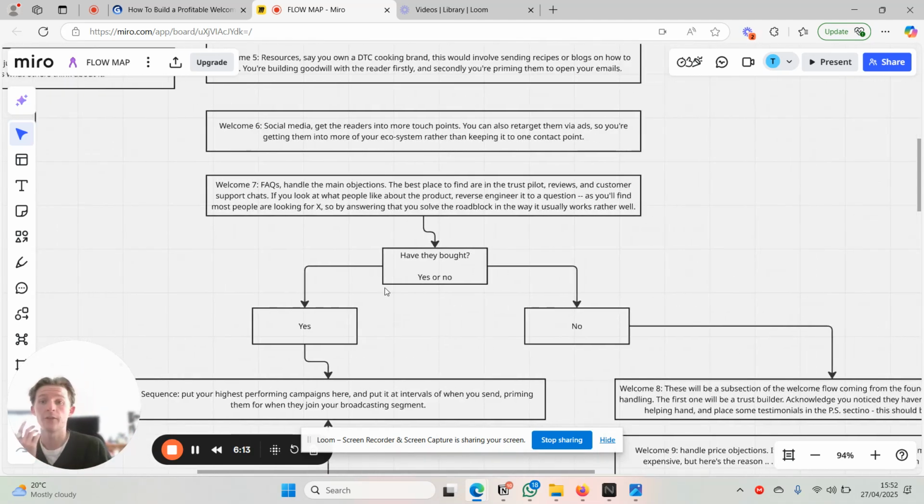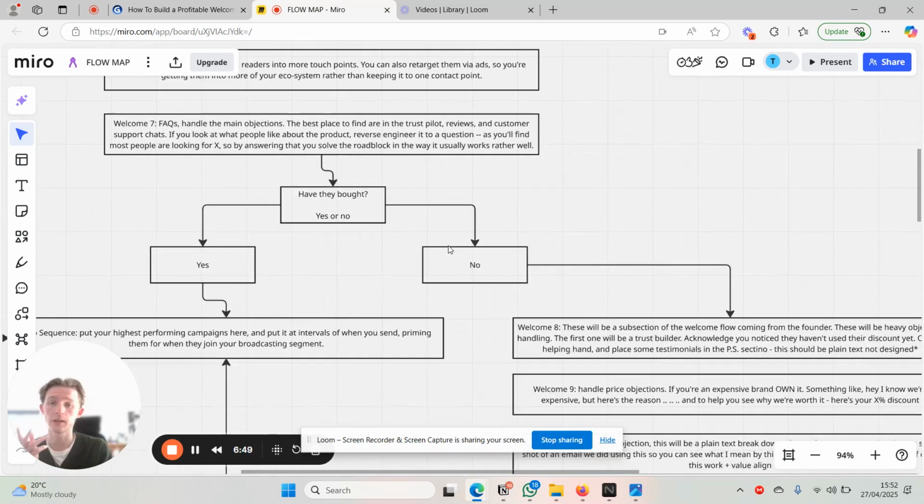Welcome 7 is FAQs. So you're basically just handling the main objections. The best place to find these objections or deep desires are Trustpilot reviews and customer support chats. Big emphasis on customer support chats as well. That is a gold mine. If you're struggling for customer support chats or what the objections are, actually look for reviews and reverse engineer them into a question. So say someone's trying to lose weight and all the reviews are about losing weight, then you can reverse engineer it into, will this help me lose weight? Because that's a big objection they're going to have.